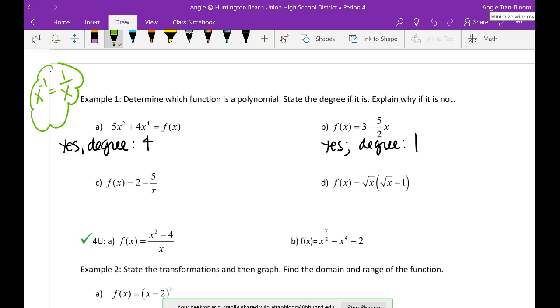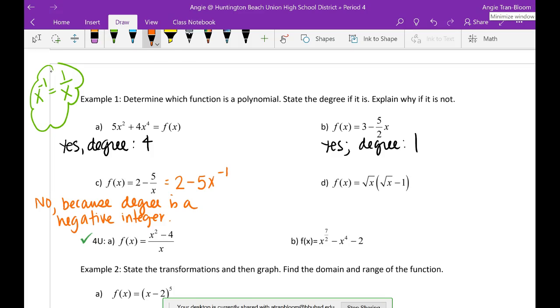So now we have x on the bottom. If we were to rewrite it into a non-fraction, would you agree that this looks like 2 minus 5 times x to the negative 1? So is that a polynomial? No. And that means you have to give me a reason. No, because what? Okay, no, because the degree is a negative integer, right? Degree is a negative integer.